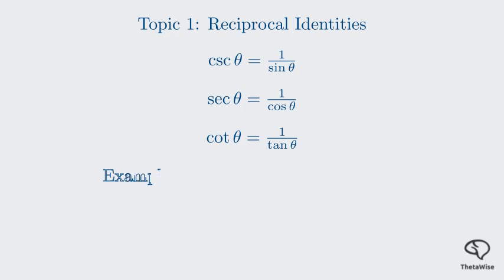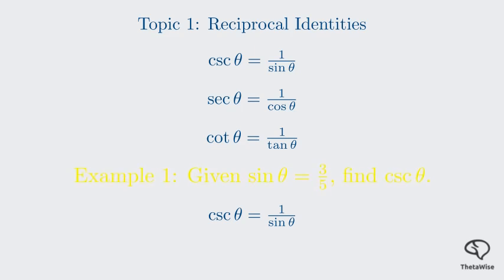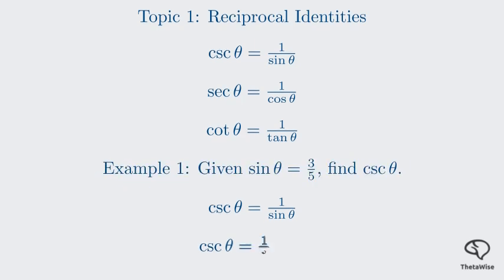For our first example, let's say we're given that sine theta equals 3 over 5. Our goal is to find the value of cosecant theta. Using our reciprocal identity, we know that cosecant is the reciprocal of sine. So csc theta equals 1 over sin theta. Now we just substitute the given value for sine theta. This gives us 1 divided by 3 over 5. Remember, dividing by a fraction is the same as multiplying by its reciprocal. So csc theta equals 5 over 3. See, it's just flipping the fraction.